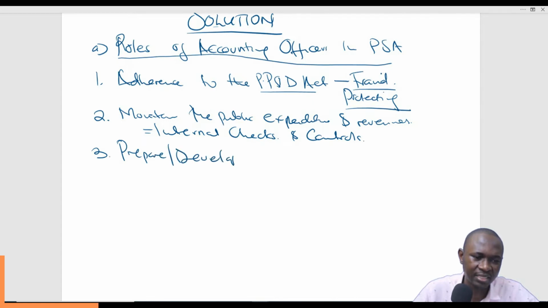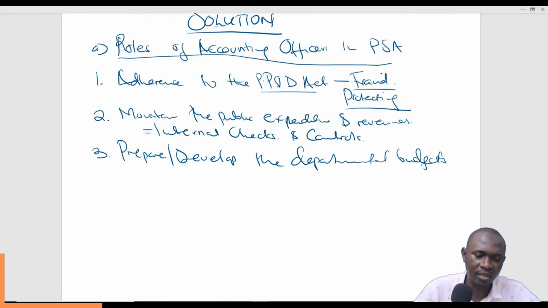And then the other role of accounting officers is to prepare or develop the departmental budgets. This is done almost on an annual basis. It is this budget that will go all the way up to the parliamentary budget, the one that is heard before the parliament. So the accounting officers participate in the preparation of the departmental budgets, which will go all the way to the national budget.